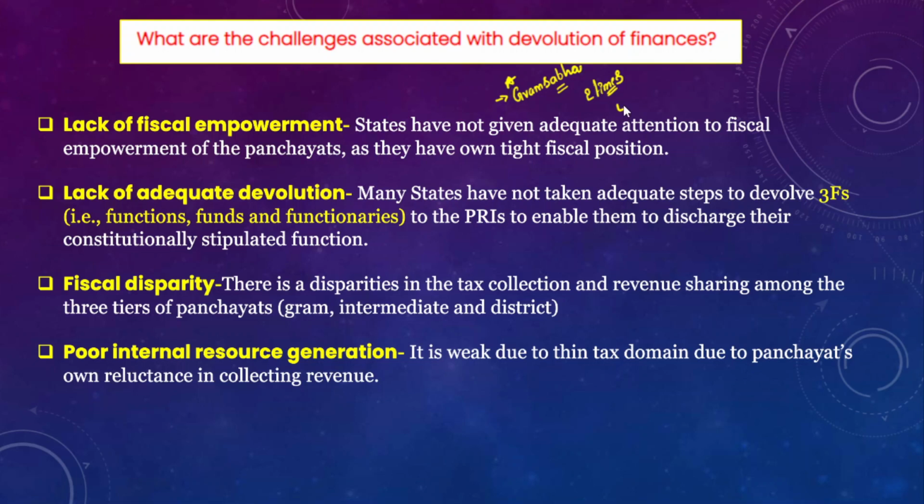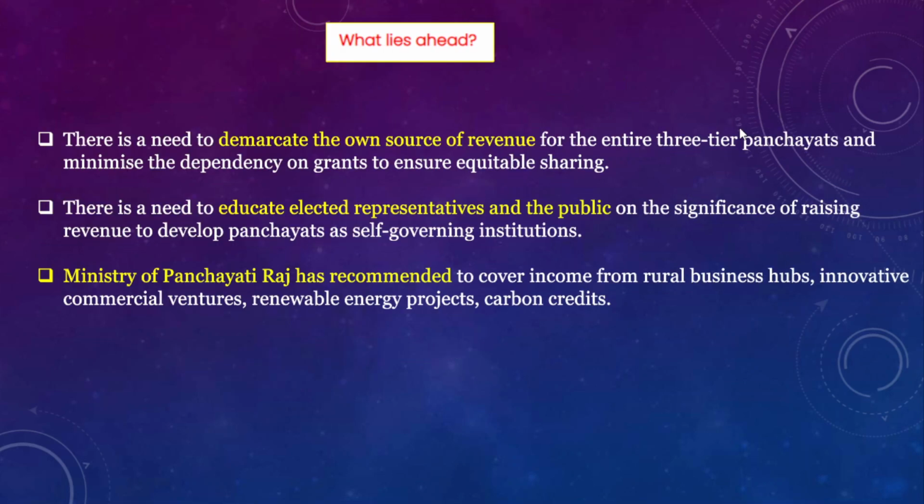After that, the Panchayati Raj institutions were also accused of large scale corruption and leakage of funds. Therefore, these are the major challenges that these Panchayati Raj institutions have been facing. In this context, we need to talk about the way forward as well. What lies ahead? What should be the way forward when we talk about the Panchayati Raj institutions?